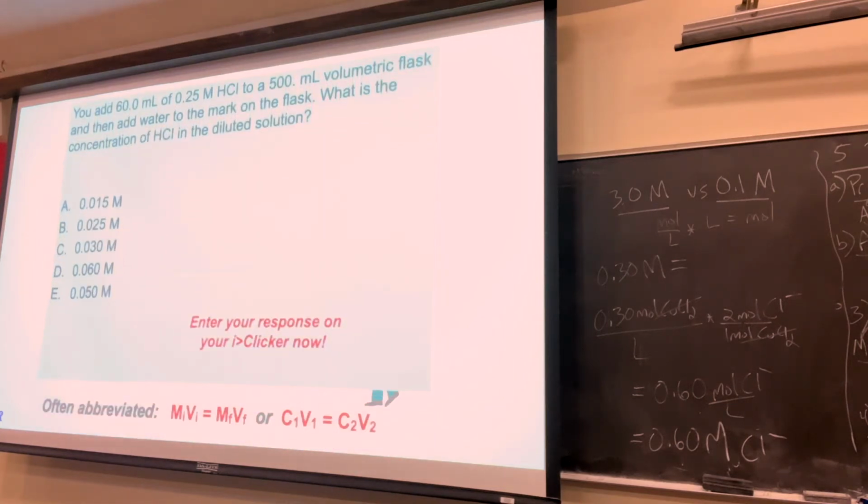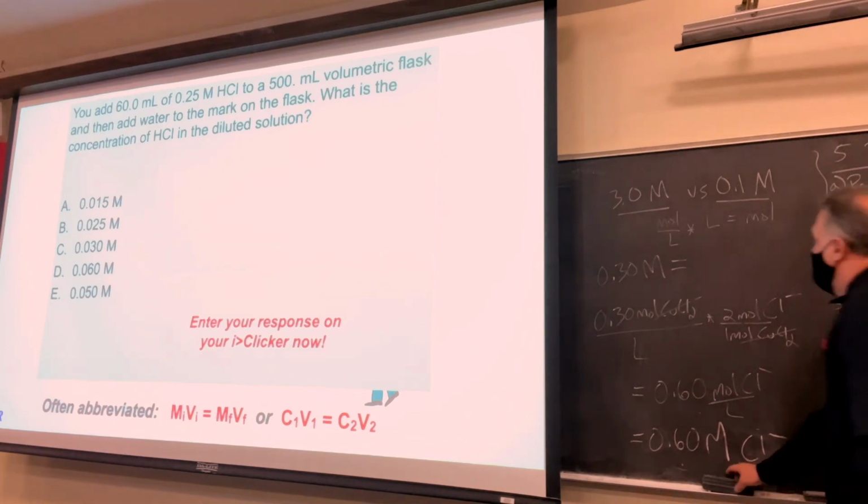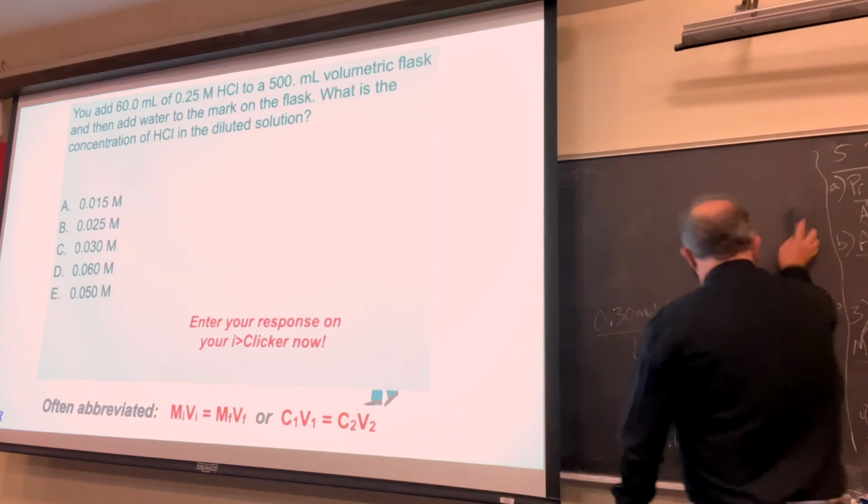Here's an example of how to use M1V1 equals M2V2 or MIVI equals MFVF, whichever one you like. In this example, we're having 60 milliliters of 0.25 molar HCl, and we're adding it to a 500 milliliter flask, and we're adding enough water to get up to that point, so final volume 500. And the question is, what's the concentration of HCl in the solution? Well, you can use whichever one you want.